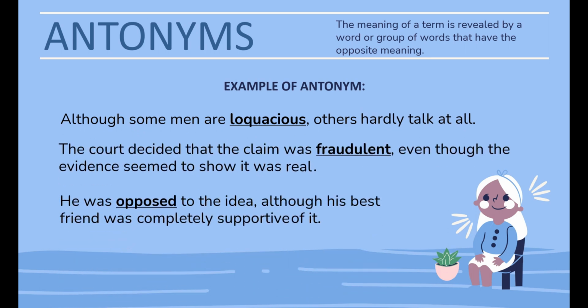The next rule is antonym. The meaning of a term is revealed by the word or group of words that have the opposite meaning. This is the example of it. Although some men are loquacious, others hardly talk at all. It's the same as the synonym. You look at the end of the sentence and you get the meaning of the unfamiliar word, like in the next two examples. Next.